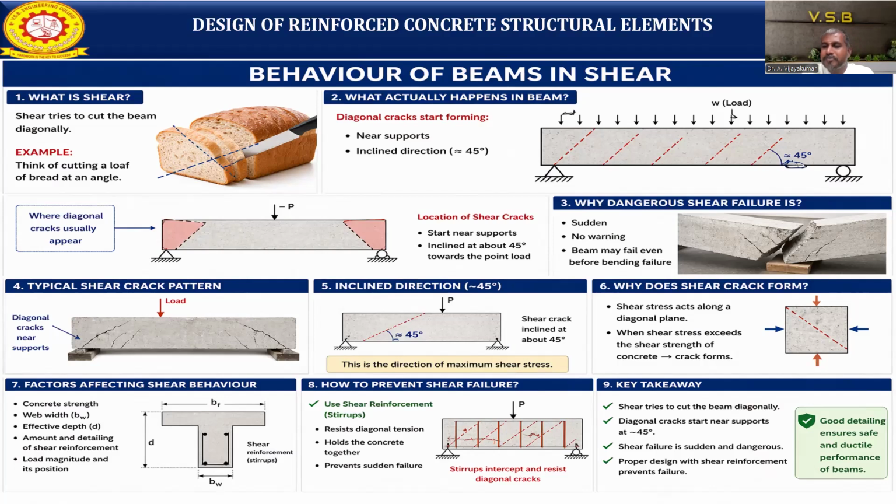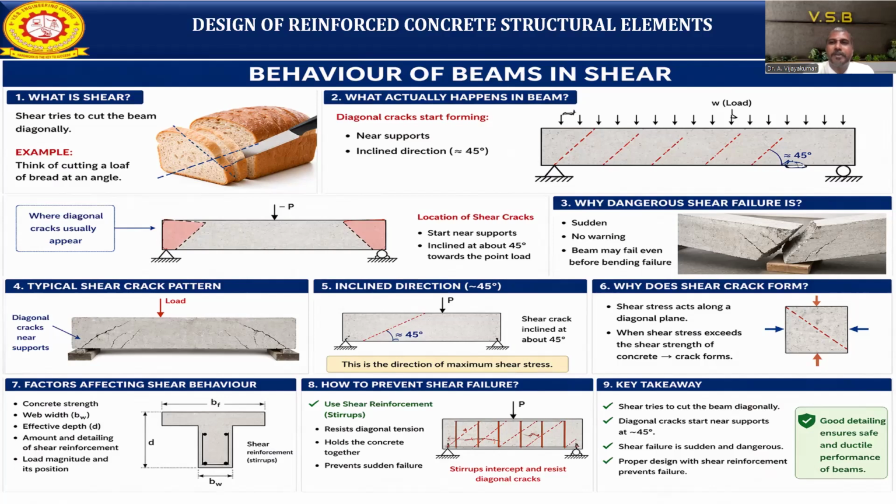Why does the shear crack form? Shear stresses act along the diagonal plane, at nearly 45 degrees. When the shear stress exceeds the shear strength of the concrete, the crack will form. This is a common phenomenon. In any type of beam, above the neutral axis is compression and below the neutral axis is tension. When you apply load and the shear stress in the concrete exceeds the shear strength of the concrete, a shear crack will form. So what is our ultimate aim? We need to prevent the shear failure, by providing proper shear reinforcement.